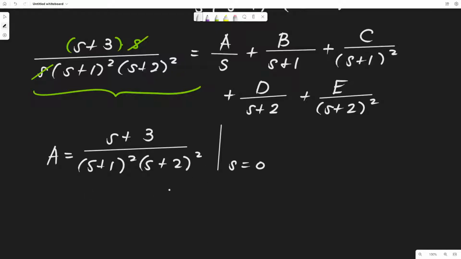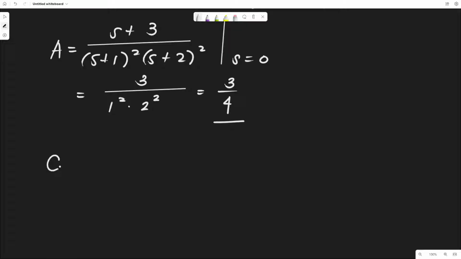So, A is equal to 3 over 1 squared times 2 squared. So, this is equal to 3 over 4. So, this is the value of A. Ayan. Next.